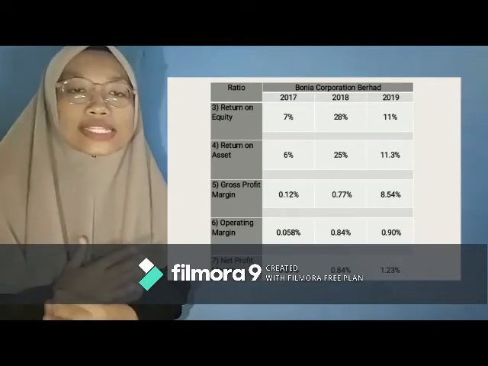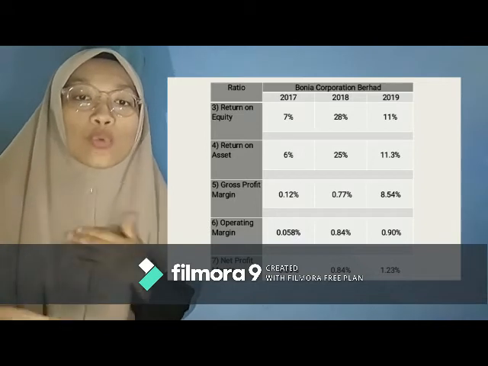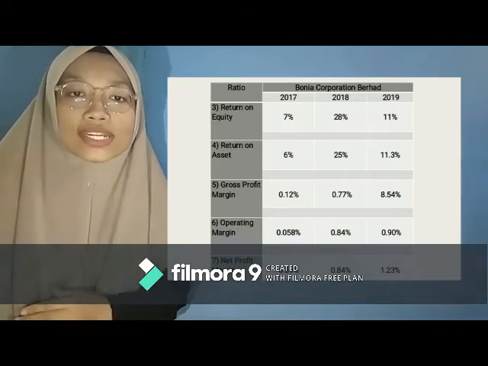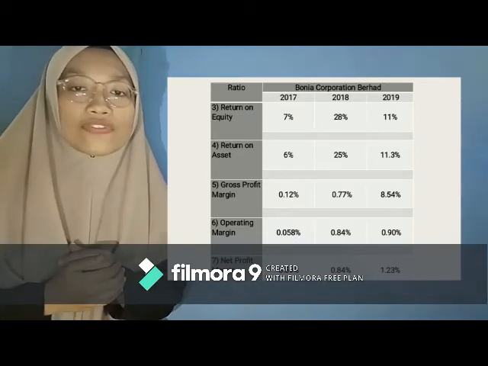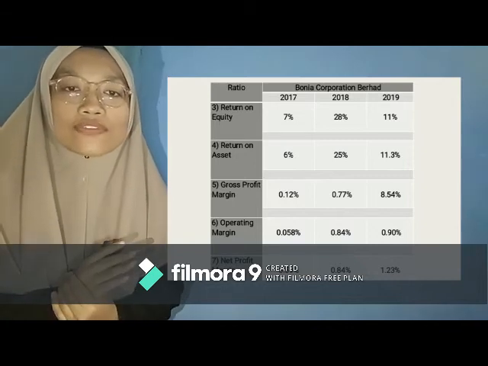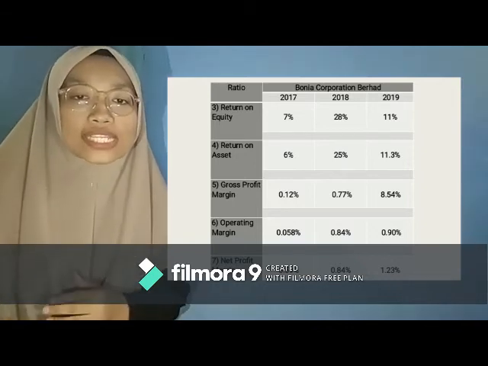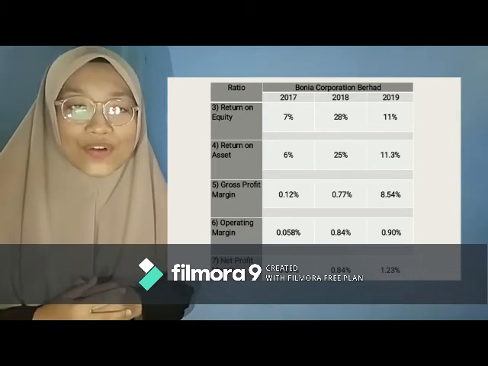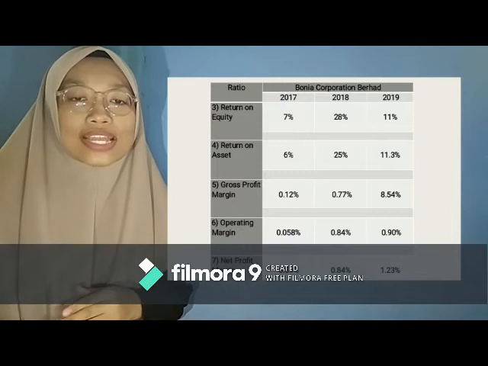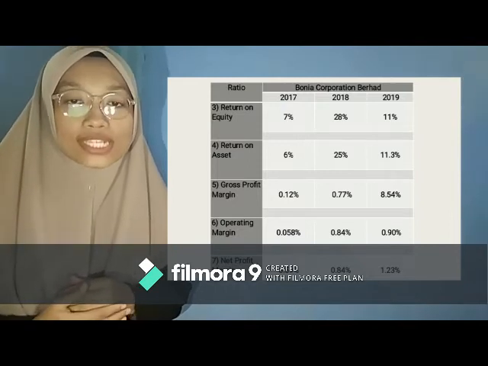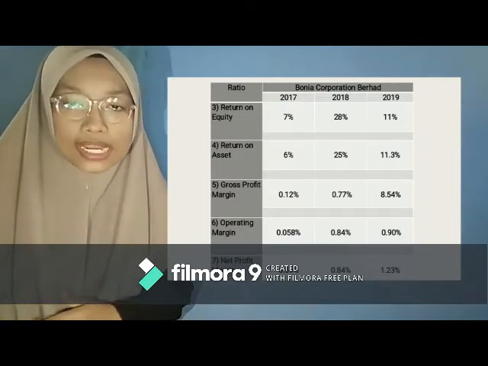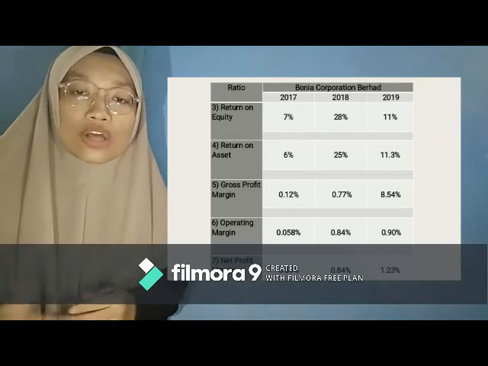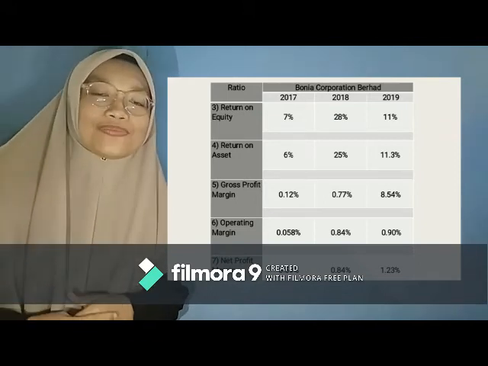And next, return on assets. The return on asset ratio measures how well a company is using its assets to generate after-tax profits, net income after tax. We can conclude that for every ringgit the company invests in assets, the year 2018 produced 25% of net income, higher than 2019 and 2017, which is 11.2% and 6% of net income for every ringgit.